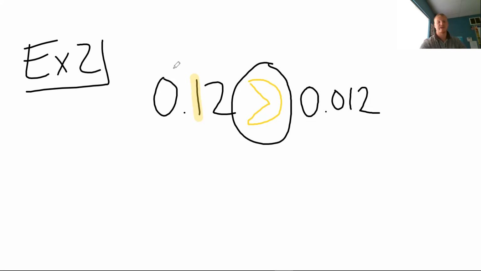So in the tenths place, there's a 1 right there, and in this tenths place, there's a 0 right there. So I'm gonna make my Pac-Man go towards the bigger number. So 0.1 is bigger than 0.0. Okay, so that's example number 2. Any questions there before I move on to the next one?